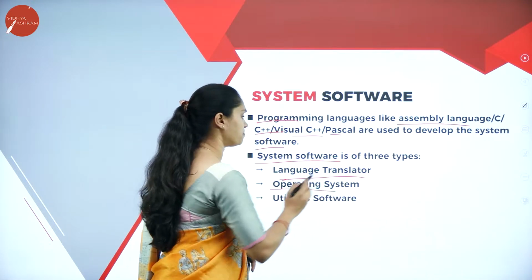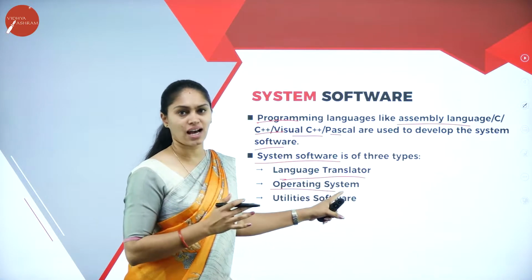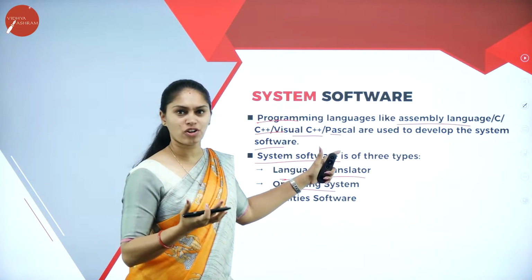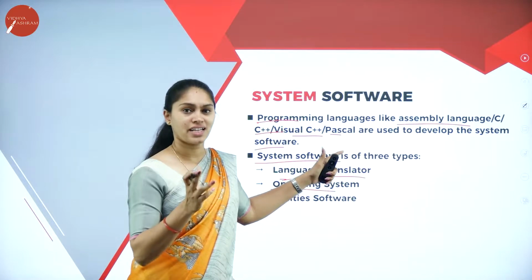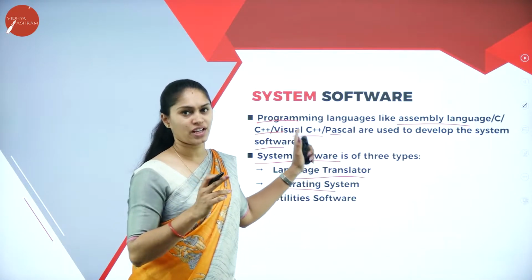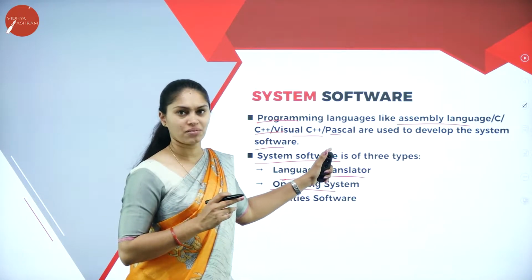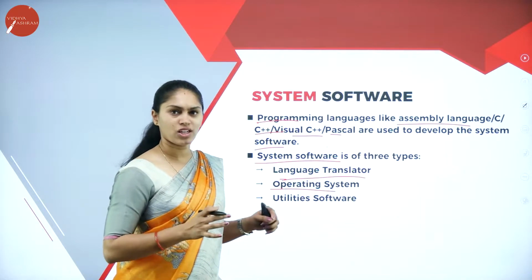Language translator and operating system is the best example for this system software. Without an operating system we can't do anything. That is what I meant. Without software, a computer is a dumb machine. Okay, so we can't do anything without software.